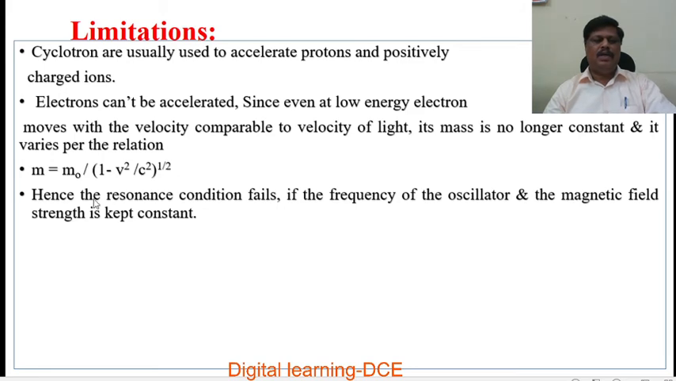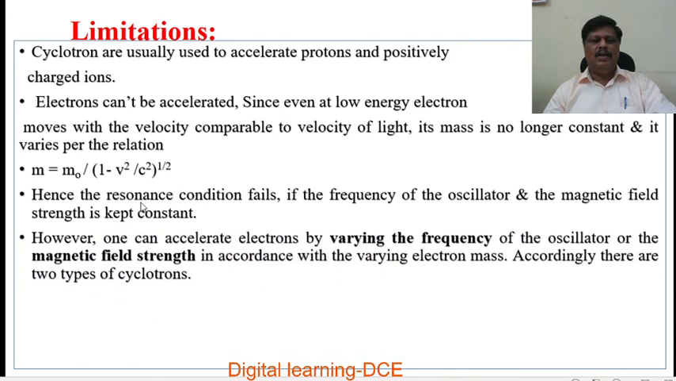Hence, the resonance condition fails. If the frequency of the oscillator and the magnetic field strength are kept constant, the resonance condition fails. Therefore, electrons cannot be accelerated by the cyclotron because of this large variation of mass of the electron. However, one can accelerate electrons by varying the frequency of the oscillator or the magnetic field strength in accordance with the varying electron mass.